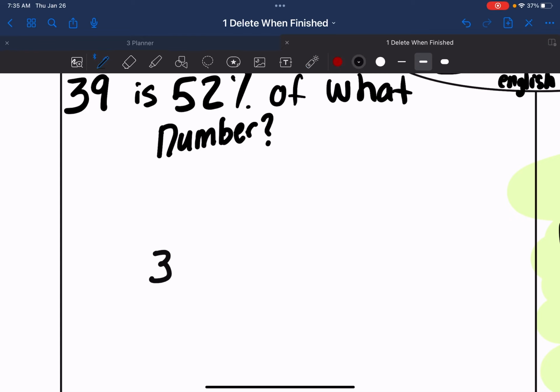39 is 52%. Remember, I can't write 52% as 52% in the equation. It's going to be 0.52. Of means times what number? That's my x. There you go.